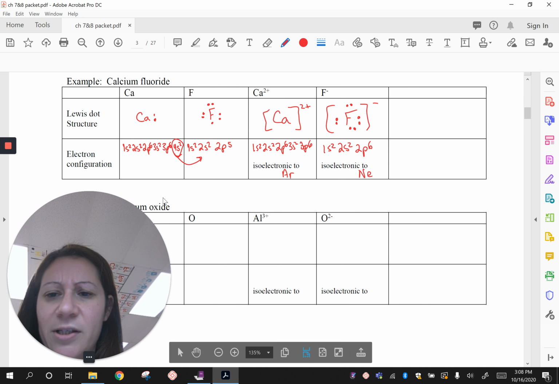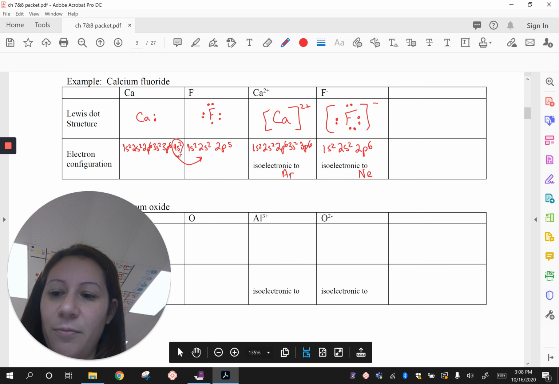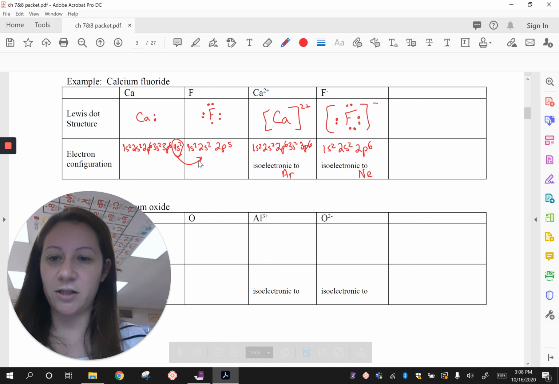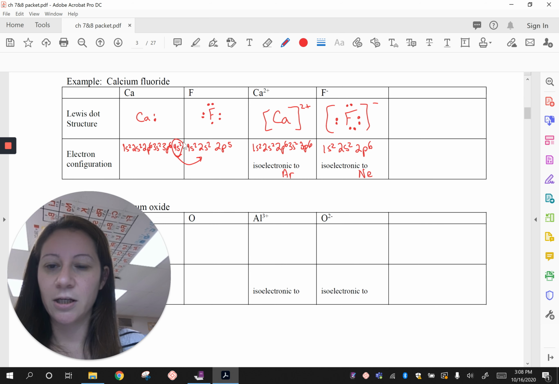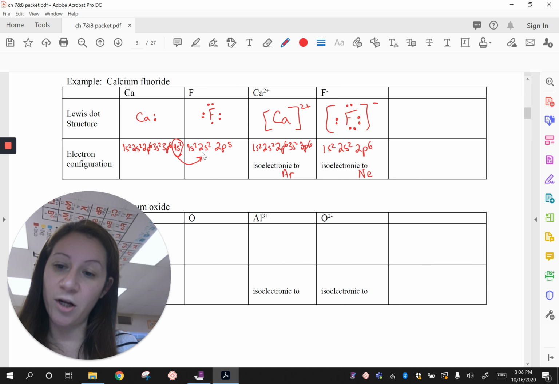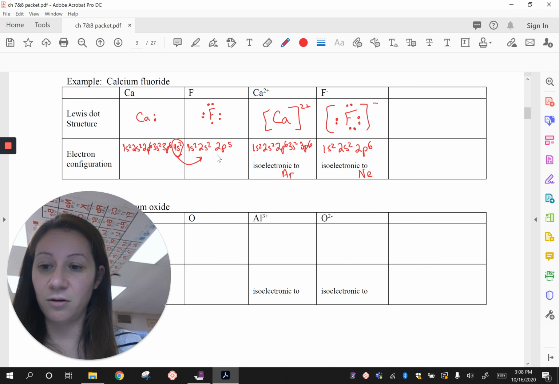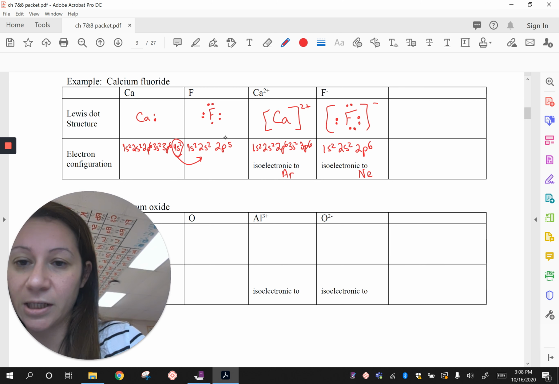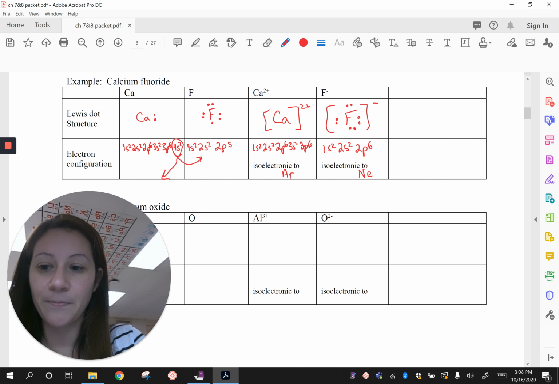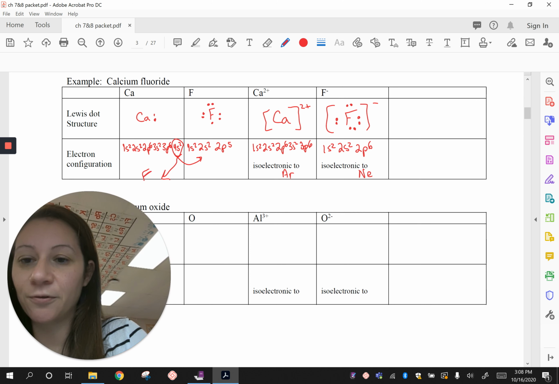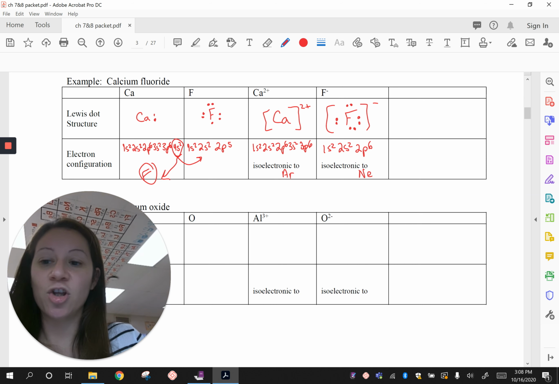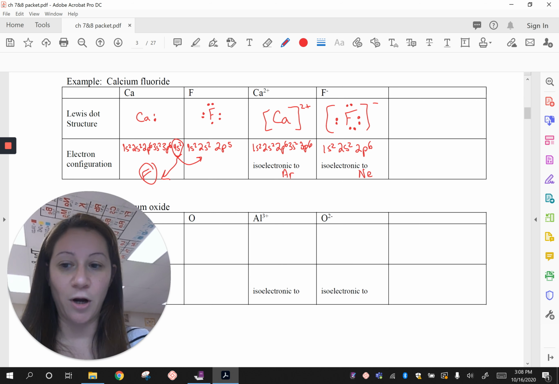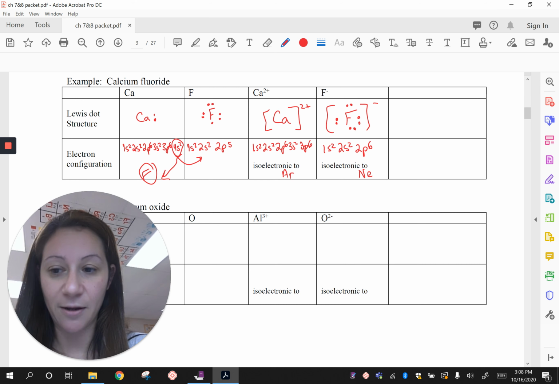Now, notice that the calcium gave away 2 electrons, right, to become Ca2+. The fluorine only gained one of those electrons. So where did the other electron go? One of these went to the fluorine. Where does the other one go? Well, it goes to another fluorine. So actually, in order for calcium and fluorine to bond together, you need 1 calcium and 2 fluoride ions. How do we know that?